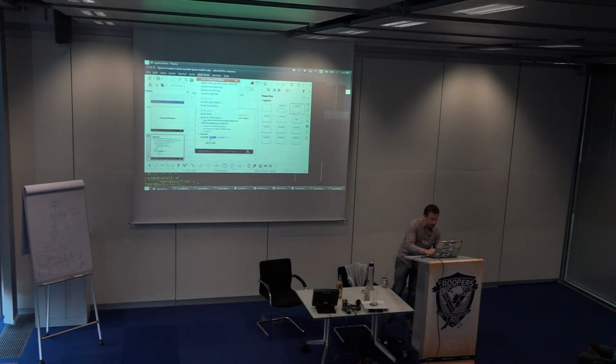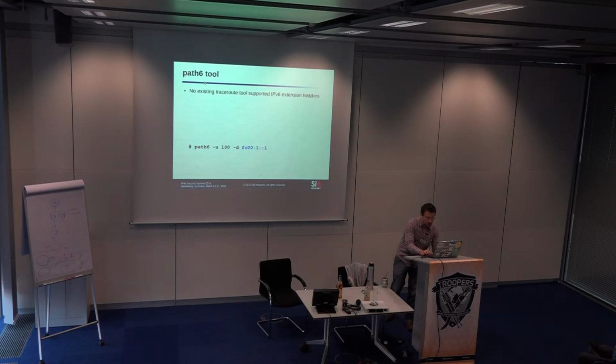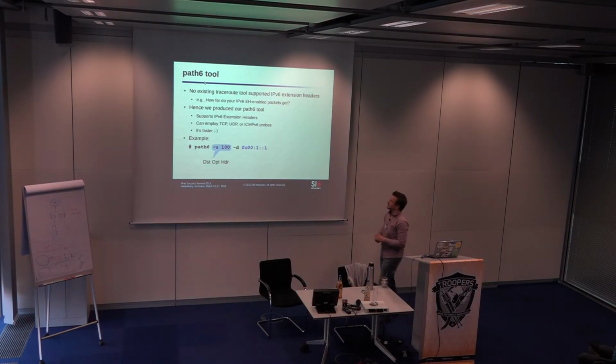This tool, Path6, also allows you to send different kinds of probe packets. So other than sending ICMP echo request messages, you can send TCP segments and UDP datagrams. There are multiple options that you can use for the probe packets. You can set the payload. You can, for example, fragment the probe packets. It's extremely flexible.